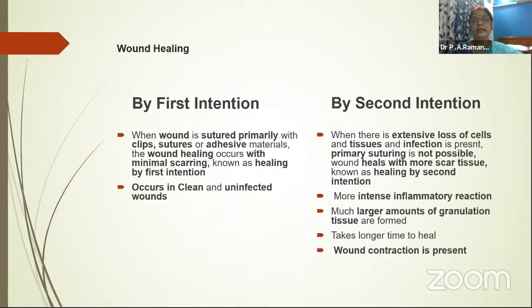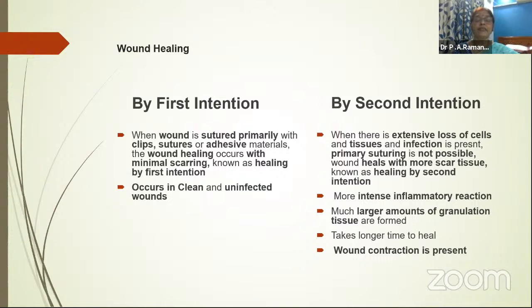Next, what is wound healing? Wound healing is by three methods: first intention or primary intention, secondary intention, and delayed primary or tertiary intention. So what is primary intention? Primary intention is when healing occurs with minimal scarring. This is known as primary intention.